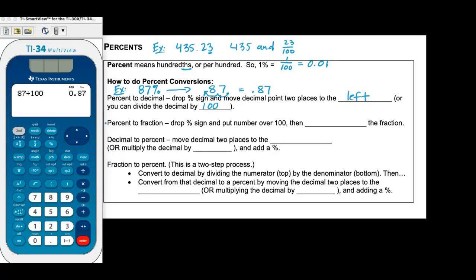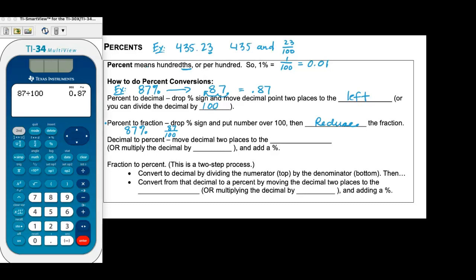For percent to fraction, we'll use our 87% for this also. We're going to drop the percent sign, so you drop this percent sign and you write the number over 100. And so I'm going to write 87 over 100, and then you're going to reduce the fraction. In this case, 87 over 100 is not reducible, so you're going to just stop and that would be the end, but some fractions are reducible. If you have a TI-34 calculator or a graphing calculator, you can use your calculator to help you reduce if fractions are not your thing.